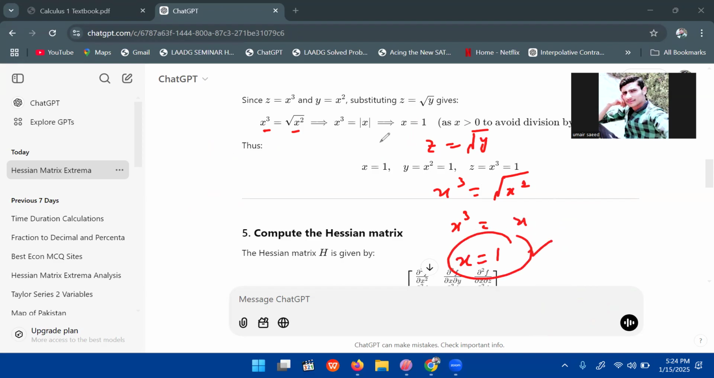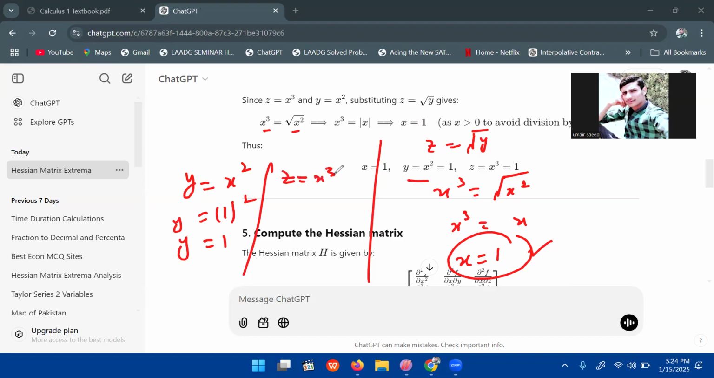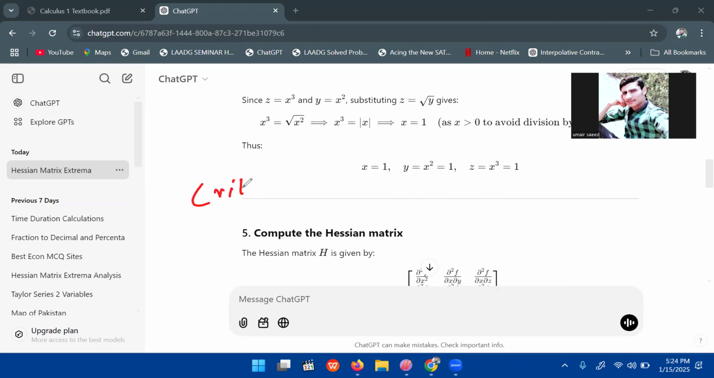After getting the value of x, we put this value into the equation for y. Actually, y is equal to x square. We put the value here. 1 square will give you 1. So y is 1. In a similar pattern, we use z is equal to x raised to power 3, which is equal to 1. Z is equal to 1 raised to power 3. It will be equal to 1. So z is equal to 1. We get the point (1, 1, 1). This is our critical point that we have found. So our critical point is this one, (1, 1, 1).